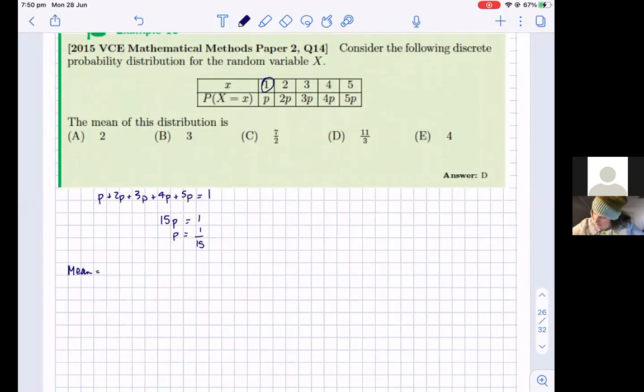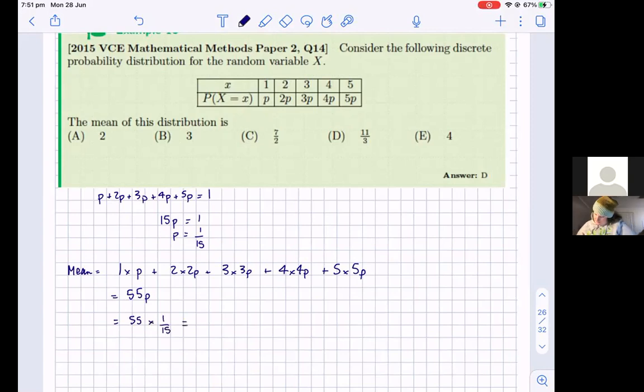it's X times the probability plus X times the probability plus X times the probability, etc. So let's do that. We've got 1 times P plus 2 times 2P plus 3 times 3P plus 4 times 4P plus 5 times 5P. So we've got 1 plus 4 plus 9 plus 16 plus 25 gives us 55P. So we've got 55 times 1 on 15, which gives us 11 on 3, which is D.